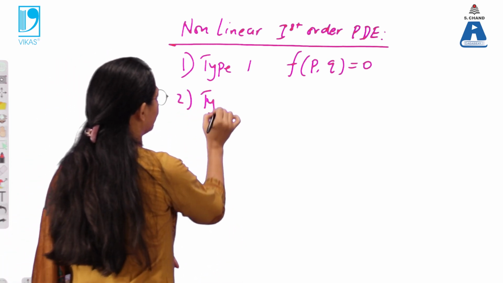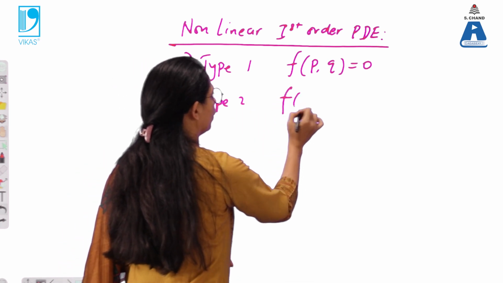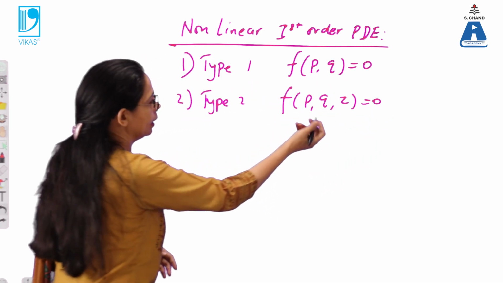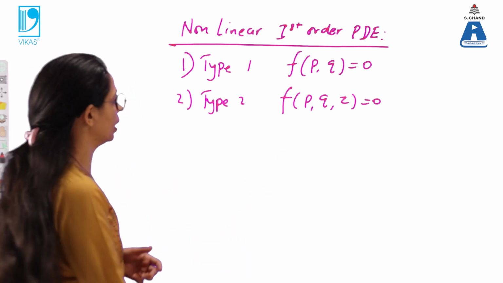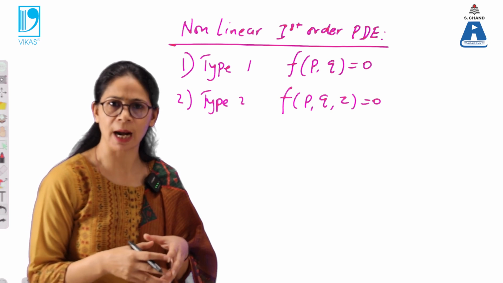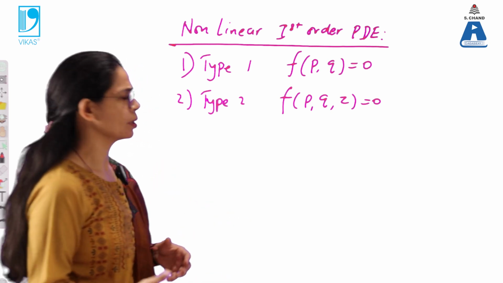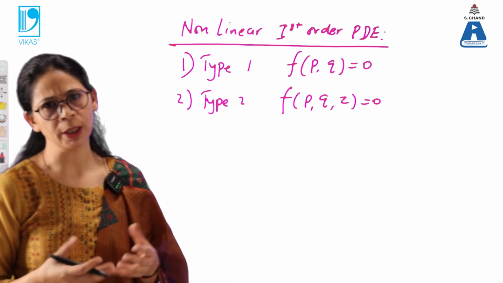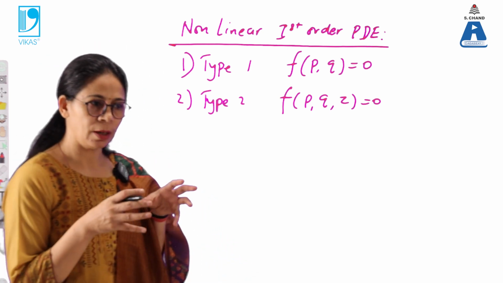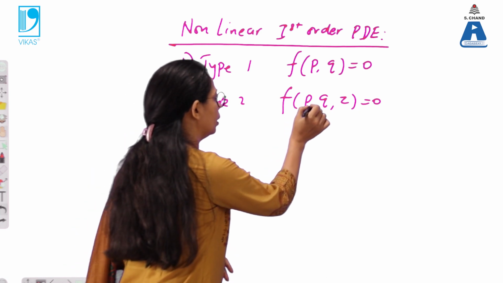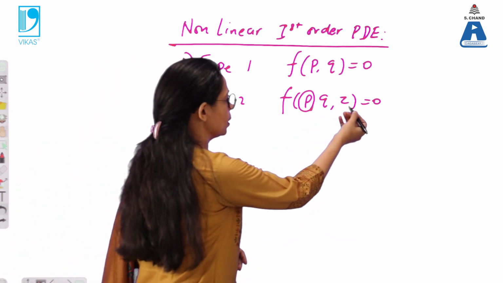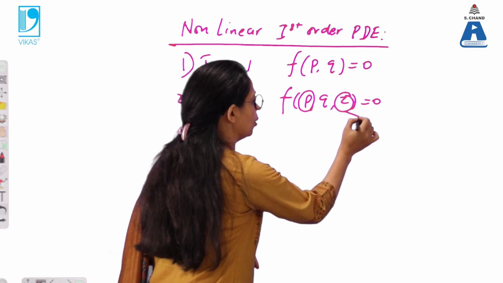Type 2 is if the equation involves z also. So, here z is our unknown function. All the forms have been considered as the standard forms. In some of the books u has been taken as the unknown function, and in some of the books z has been taken as the unknown function. Depending on the unknown function, this p and q will be written. So, in this case, z is our unknown function.